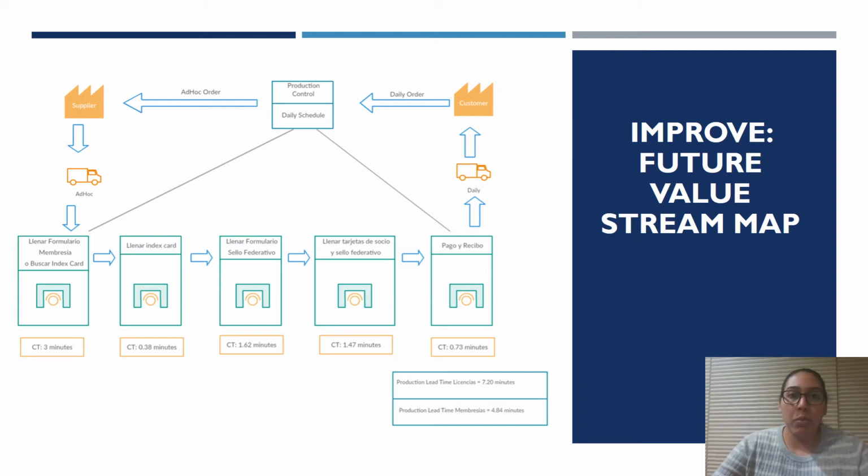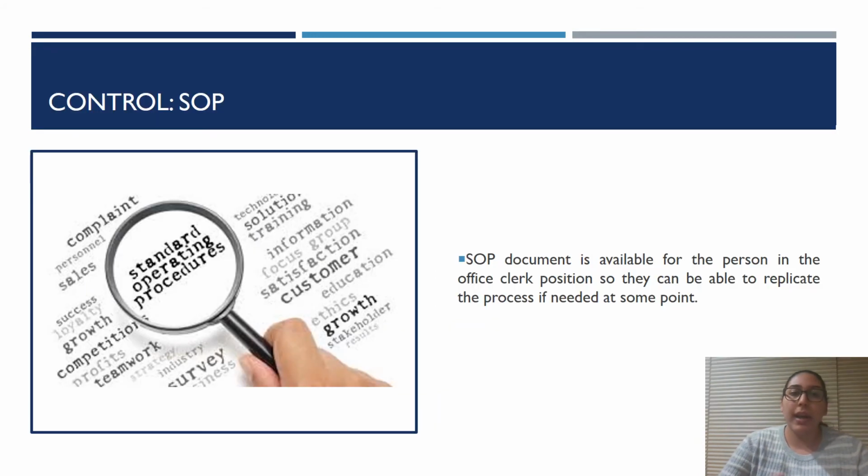Since the new binder will be organized in alphabetical order by last name, it will be easier to find a person. The future value stream map shown here confirms this statement by having an average lead time of 4.84 minutes for membership renewals and 7.20 minutes for licenses, which is 50% or less of the current value stream map. Let's pass on to the control phase.